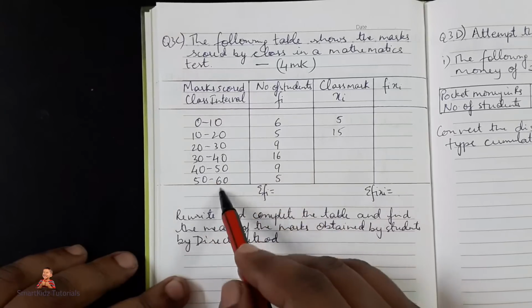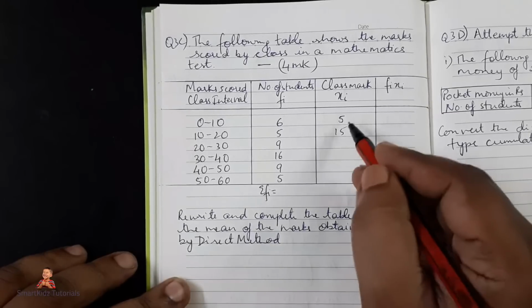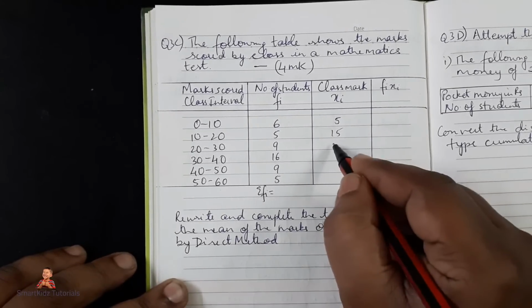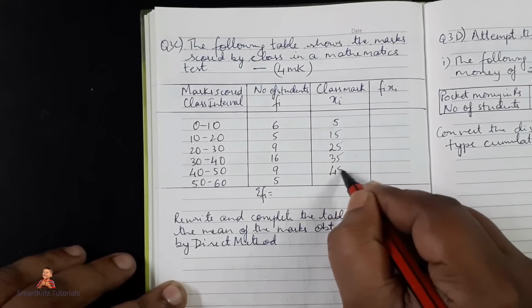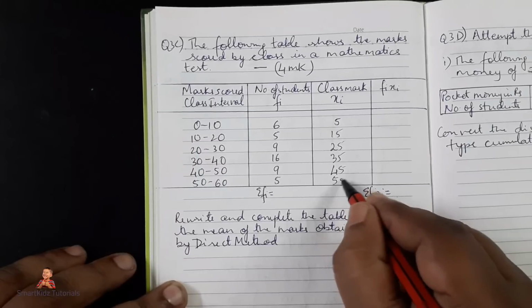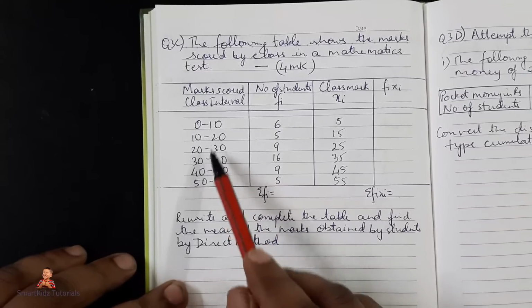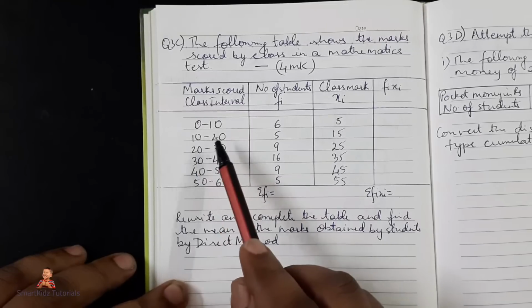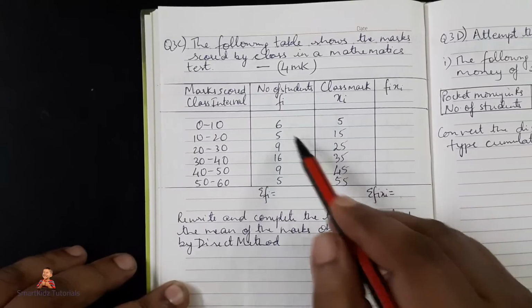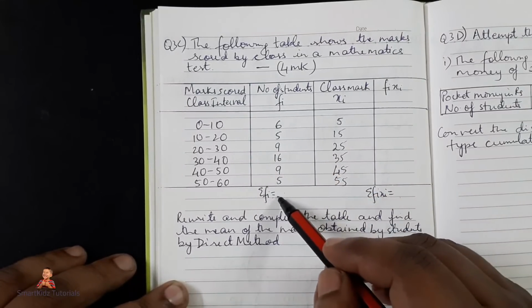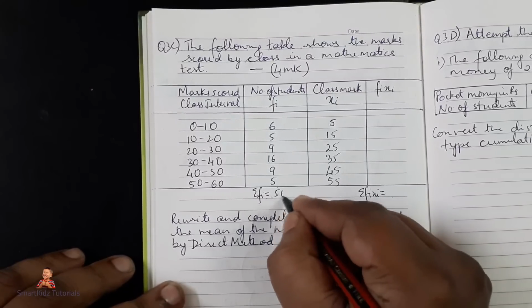So no need to find out for each and every one, just keep adding 10 to the previous one, and you'll get the class mark. 5 plus 10, 15, 15 plus 10, 25, 25 plus 10, 35, 35 plus 10, 45, and 45 plus 10, 55. If you are uncomfortable doing this, you are free to find out the class mark for each and every one by adding upper limit to lower limit and dividing it by 2. Now that we have got our class mark, we'll add up the frequencies and find sigma Fi. So when you add this up, you get sigma Fi equal to 50.